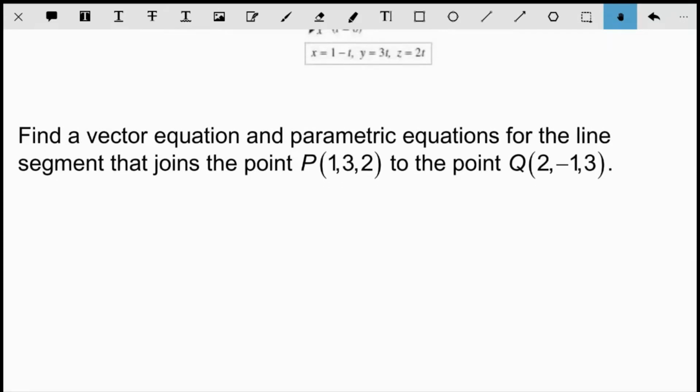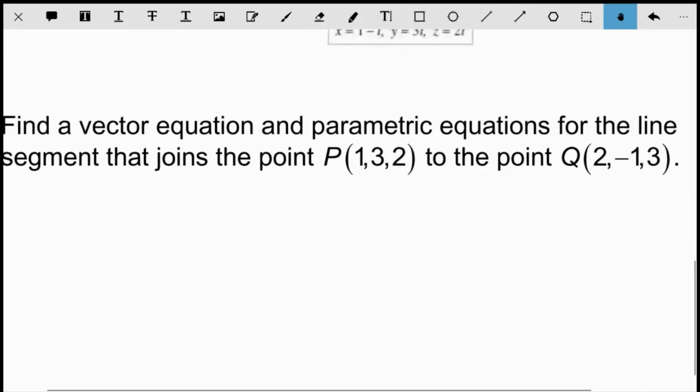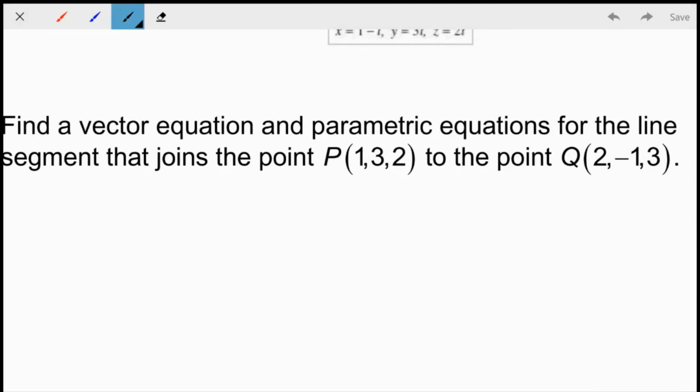Okay, so we've got another question here that says, find a vector equation and parametric equations for the line segment that joins these 2 points. And we've already done stuff like this, right? We got a vector equation of a line. We did this in the last unit. So the only real difference now is that we're trying to get the parametric equations as well.